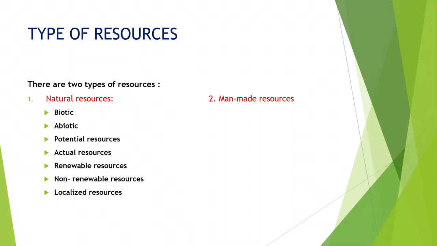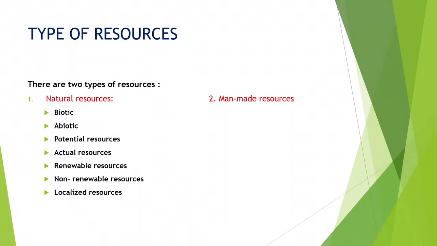Next point is renewable resources. Resources which can be renewed by reproduction are called renewable resources. They can also be renewed by physical, mechanical or chemical processes. Some of these resources are unlimited, like solar and wind energy. Next is non-renewable resources. The resources which are available in fixed quantity, like minerals and fossil fuels, are called non-renewable resources.